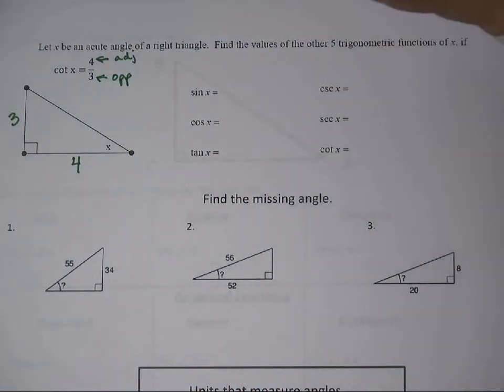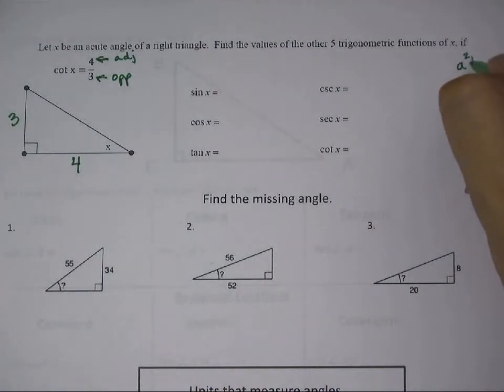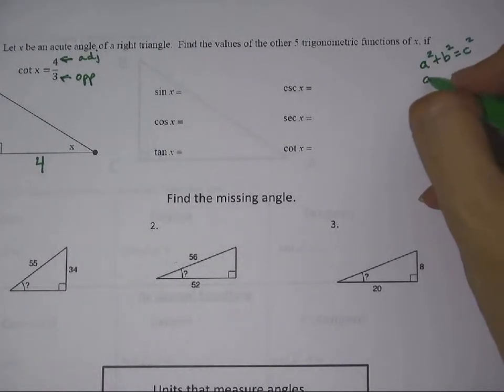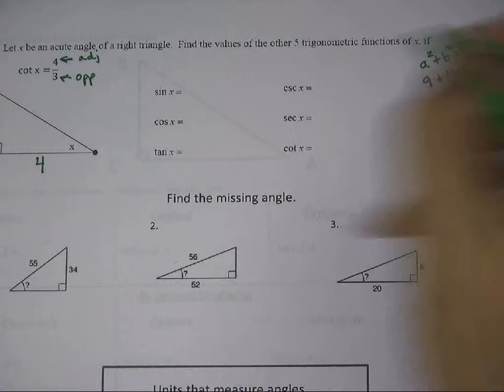But how do we find the hypotenuse? Well, I hope you remember that we use the Pythagorean theorem. A squared plus b squared equals c squared. So that's 3 squared is 9, 4 squared is 16. That gives us 25. So c is 5.